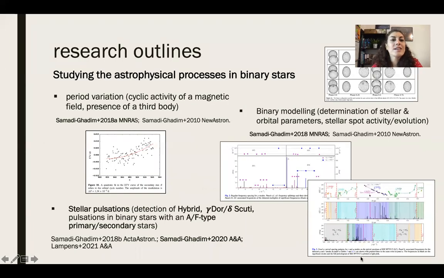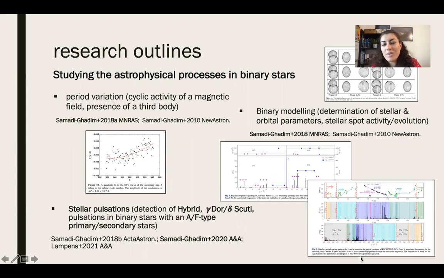So I'm interested in studying the astrophysical processes in the stars that are residing in binary systems, and also the results of their interactions. I normally use photometric light curves for these systems, and I also check if the stars have any period variations that can be the result of a magnetic field, spot activity, or the presence of a third body. I also do binary modeling, which is simply deriving the fundamental parameters, stellar atmosphere parameters, and also the binary configuration of these binary stars, in the case that they are eclipsing.